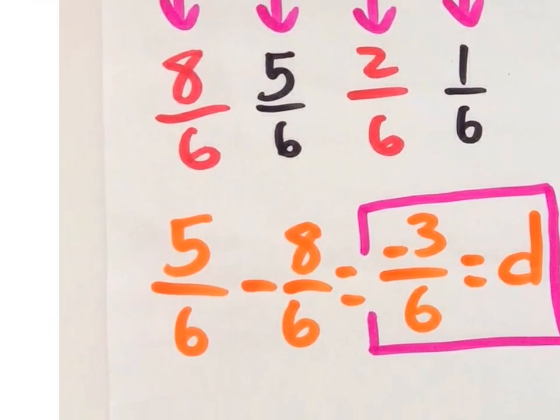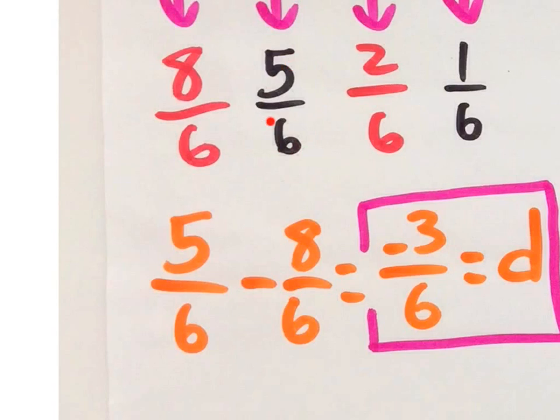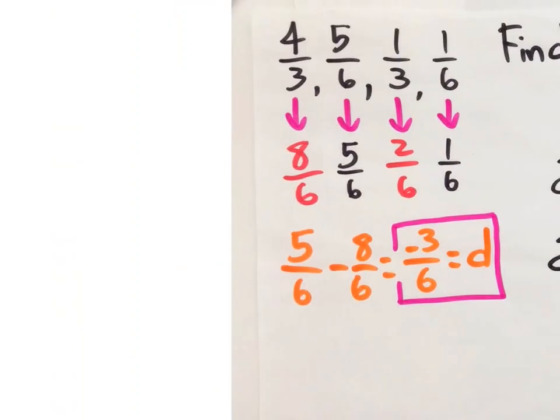So let's do 5/6, right, minus 8/6, and that's going to give us the common difference. In this case, it's going to be negative 3/6, all right? One step down, a few more to go.